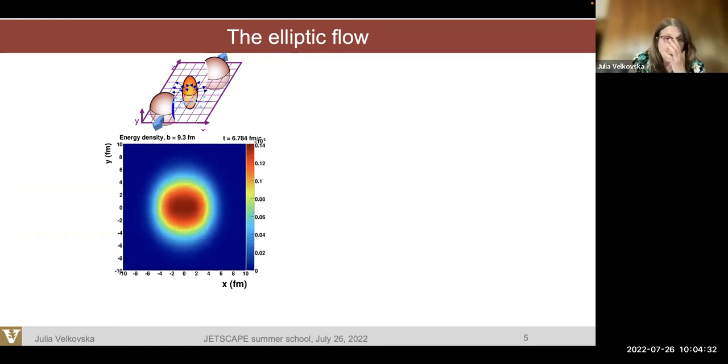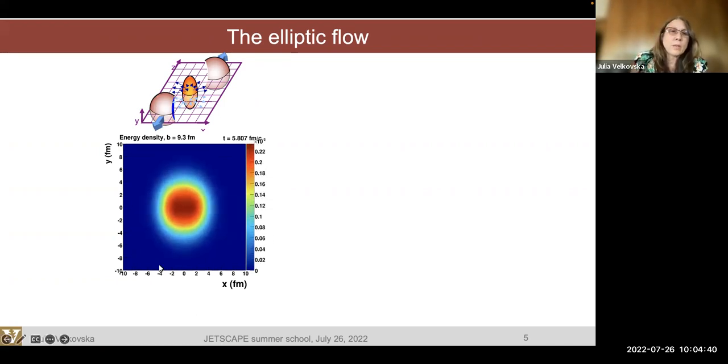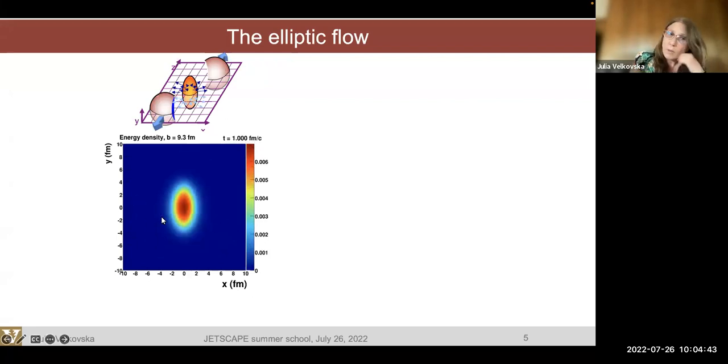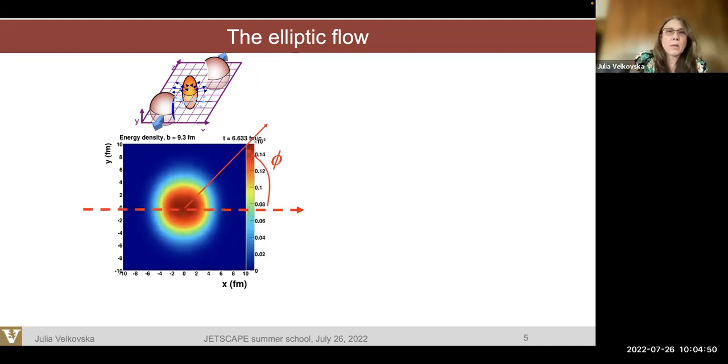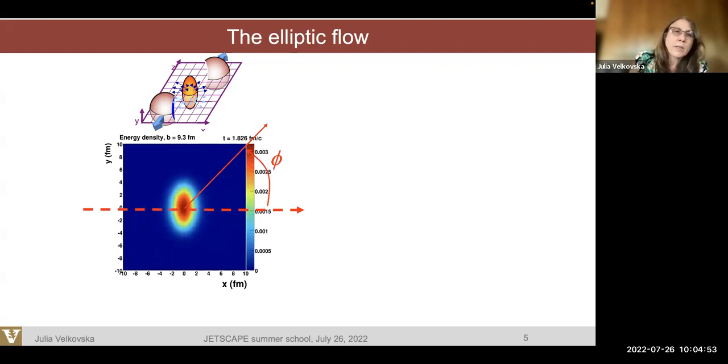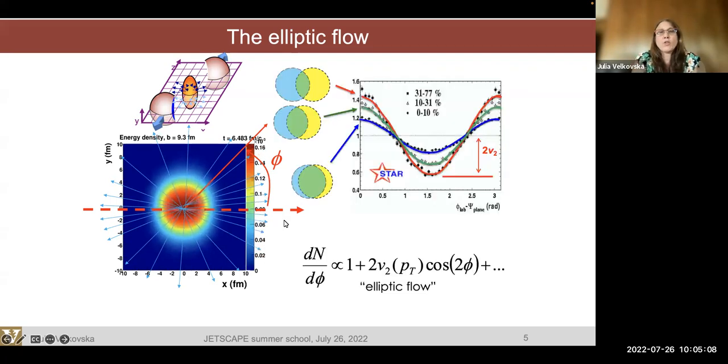If you discuss the system in ideal hydrodynamics, you can define the initial energy density and then let it evolve with ideal hydrodynamics. Because of the initial spatial anisotropy, the pressure gradients will push the liquid inside the reaction plane. In the end, you can measure the particles that come out of the collisions, and they will not be distributed isotropically, but rather they will preferentially be emitted in the reaction plane.